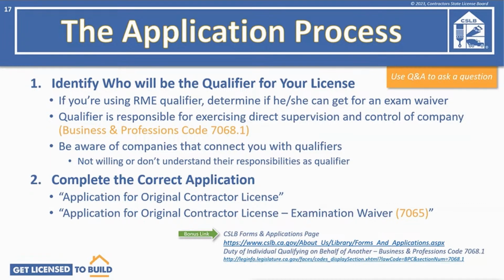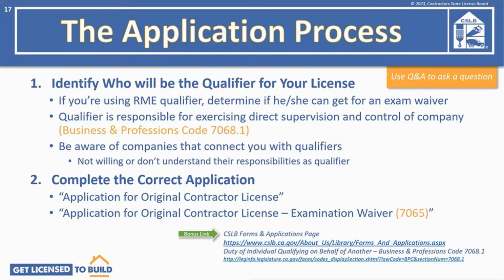Okay, now let's break down the steps of the application process. First, identify who will be the qualifier for your license. That person will be responsible for exercising direct supervision and control of the company. If you're using an RME, or a responsible managing employee, as your qualifier, determine if they can qualify for an exam waiver.